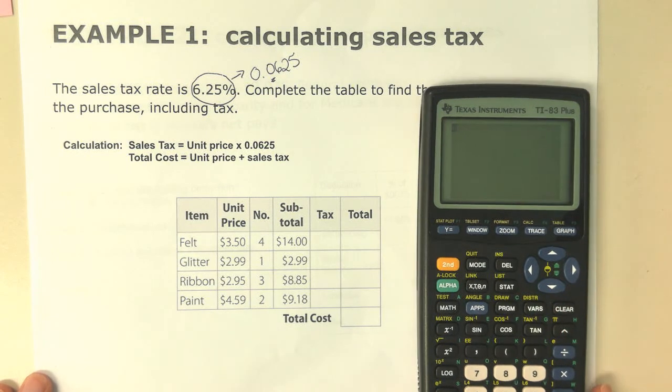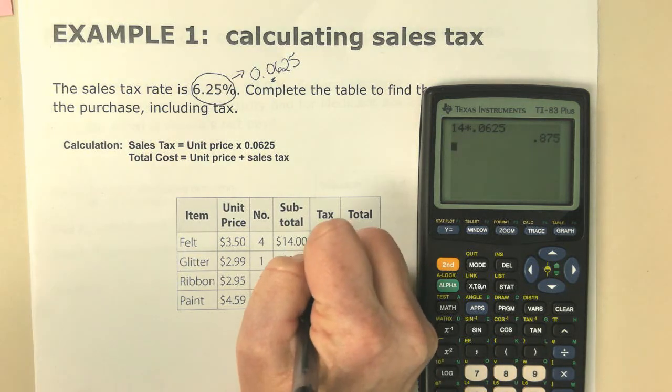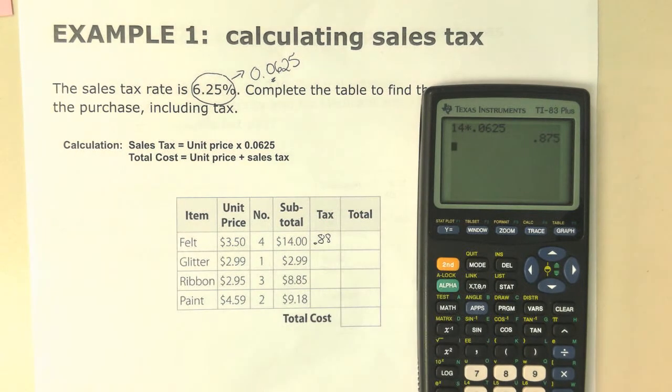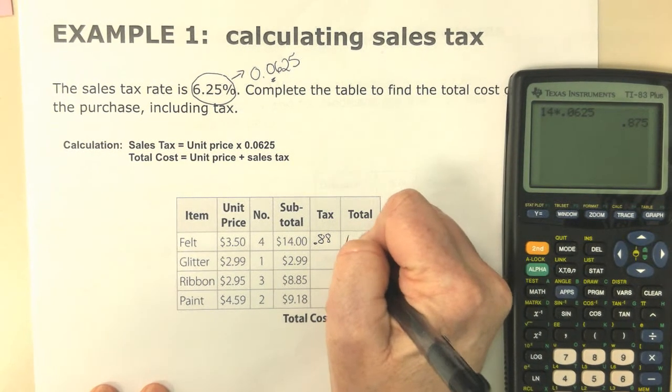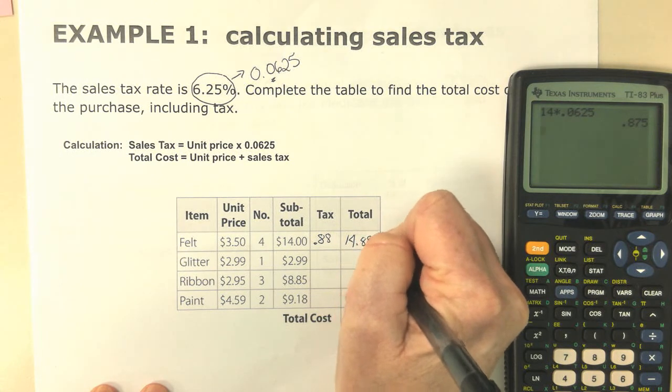Okay, so the first item we bought, let's put the calculator out here, turn it on. We bought 4 pieces of felt. Each of them was $3.50. Total cost was $14. We are going to multiply that by the percent of the tax, which is 0.0625, and we end up with 0.875. Let's round that up to 0.88. Now we're going to add 0.88 to 14. I don't need to use a calculator for that. The total for that unit is $14.88.